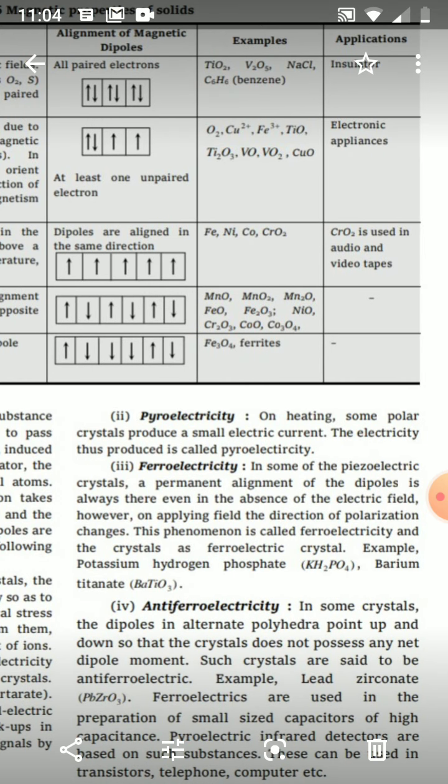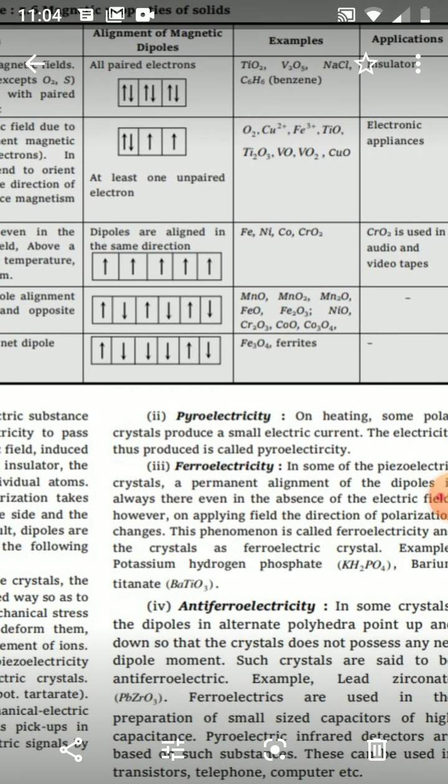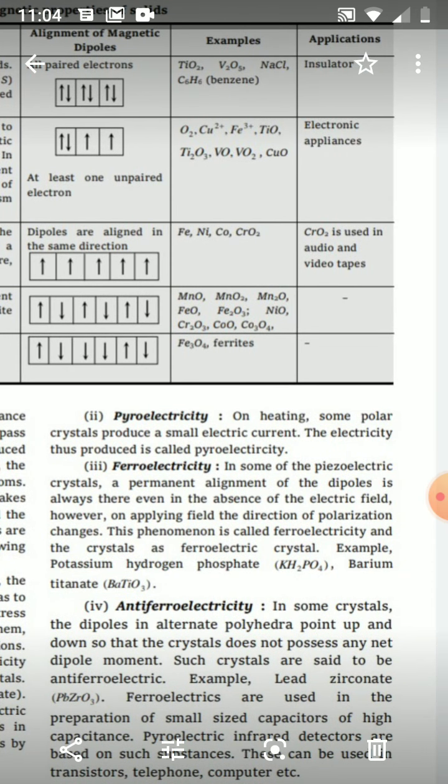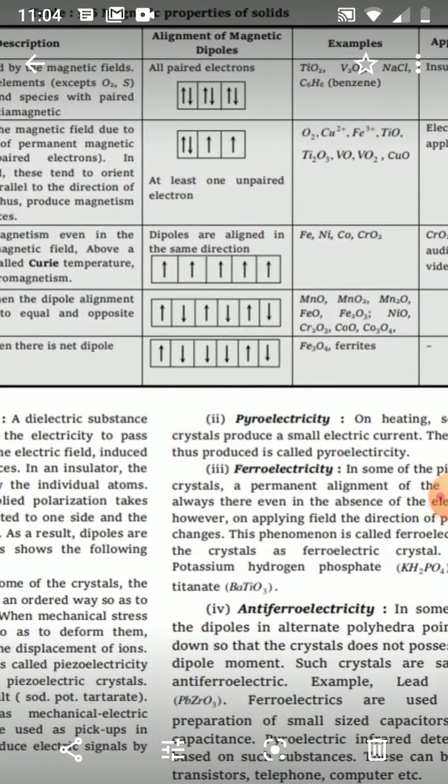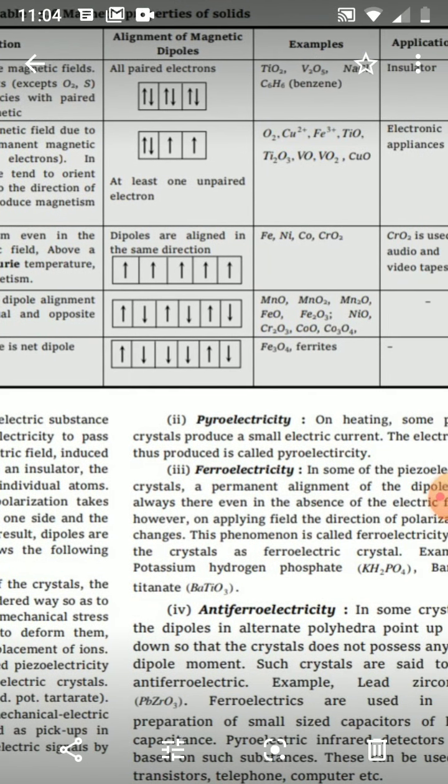And anti-ferroelectricity, that is opposite to ferroelectricity. In some crystals the dipoles in alternate polyhedra point up and down, so that the crystal does not possess any net dipole moment. Such crystals are said to be anti-ferroelectric. Lead zirconate. Ferroelectrics are used in the preparation of small sized capacitors of high capacitance. Pyroelectricity infrared detectors are based on such substances. These are used in transistors, telephones, and computers.